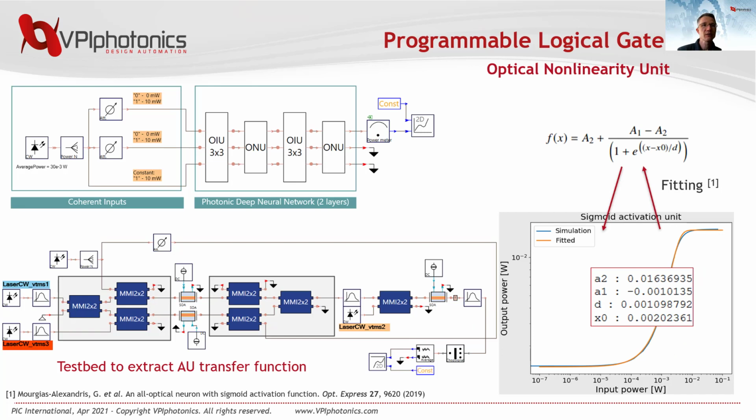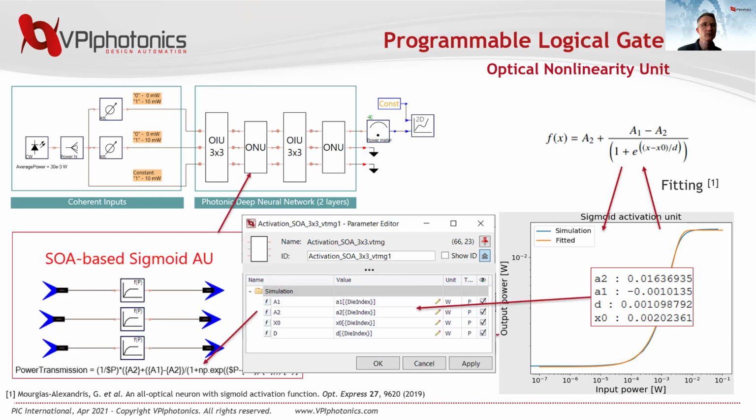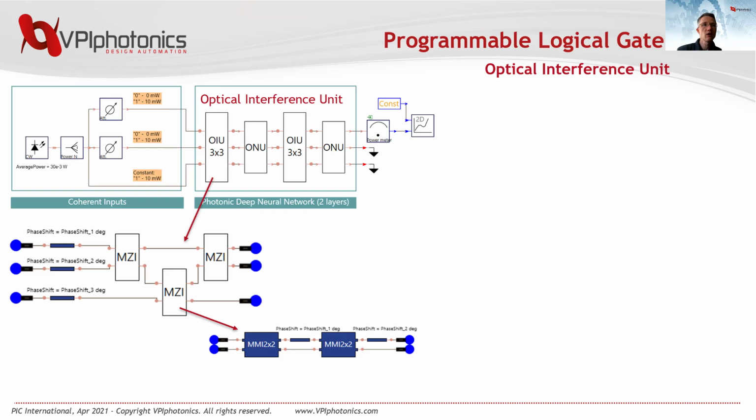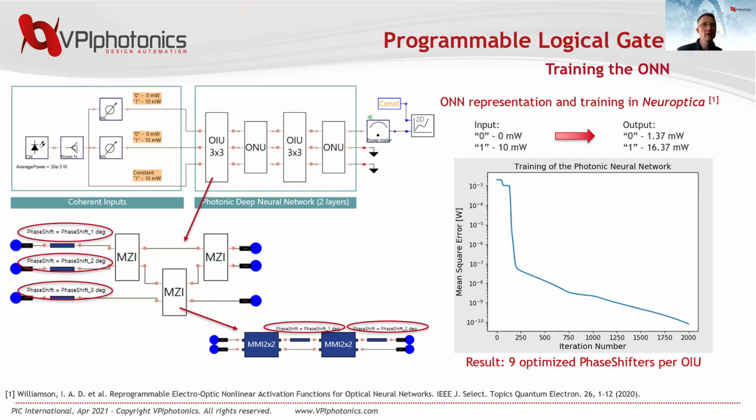So taking a derived transfer function of the activation unit, we fit it with the analytical sigmoid function and extract the corresponding fitting parameters. This allows us to drive the behavioral model of the activation units inside each ONU. Now, looking at the internal structure of each optical interference unit, we see that it is built up of MZI meshes. In total, there are 9 phase shifters, 3 at the inputs and 2 in each of the 3 Mach-Zehnder interferometers. These phase shifters are adjusted during the training of the ONN to make it perform a specific logical operation.